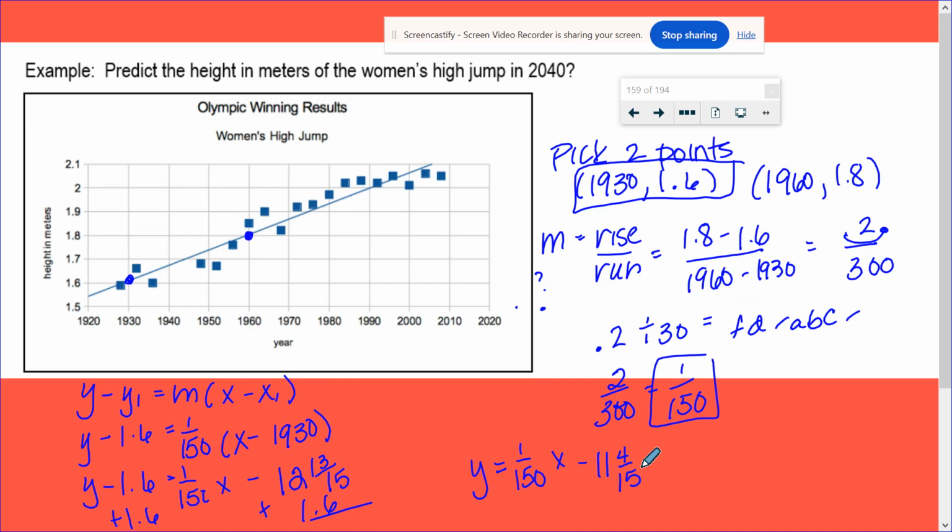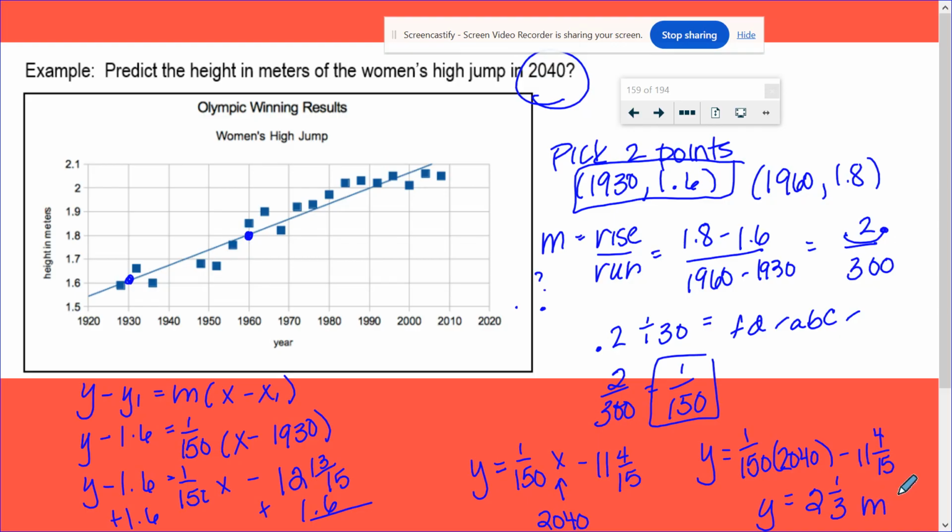So now I'm ready to throw in the point 2040. So let's take that and put 2040 in for my x. So y equals 1 over 150 times the year 2040 minus 11 and 4/15. And I end up getting y to be equal to 2 1/3 meters. Now let's see if that would be about right. So could I expect my high jump to eventually be 2 1/3? Sure, that seems very reasonable.